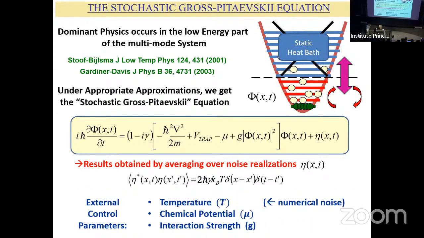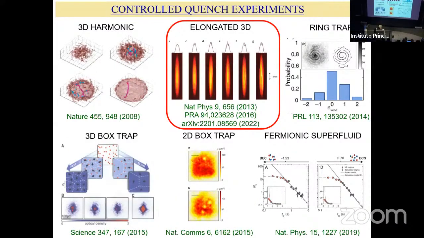Okay, so you can have many different external control parameters. If I look at this equation, what are these parameters that I can vary? Well, there is the growth parameter, this gamma here. There is the chemical potential of the system, which determines what the final equilibrium will be, in conjunction with the interaction strength g. And the temperature also enters in the noise. The higher the temperature, the more noise there is, the more fluctuating the system is. Okay, so I'm going to apply these in the context of this experiment done at Trento, which was an elongated 3D experiment.